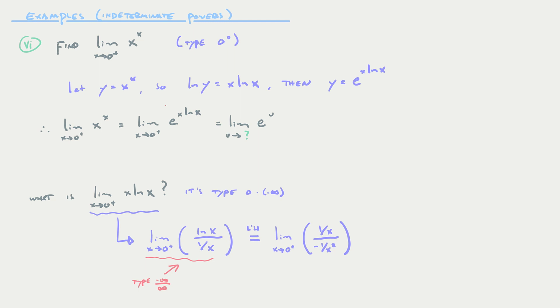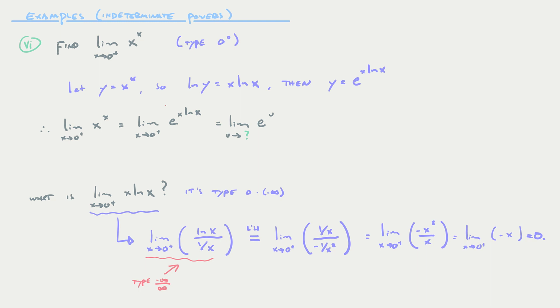The derivative of natural log of x is 1 over x. The derivative of 1 over x is negative 1 over x squared. That looks a little insane, so I went ahead and simplified that to negative x squared over x, which then simplified to negative x. And at that point, I can just use direct substitution and I get 0.